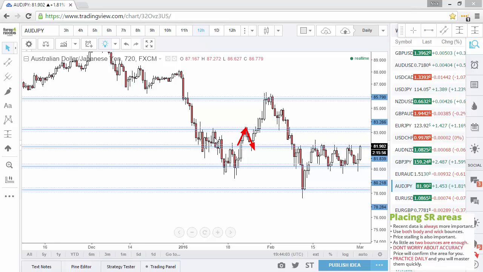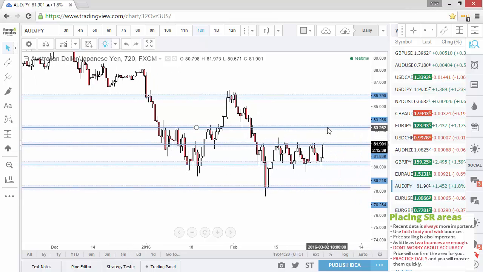See that one there and this one here. Also this one here, actually. Three bounces and a wick bounce there. So there you go, four bounces from that area. That looks slightly more significant. So yeah, you're right. I'm going to adjust this one down. It's slightly lower. Let's just call it 83.30 to round it up.